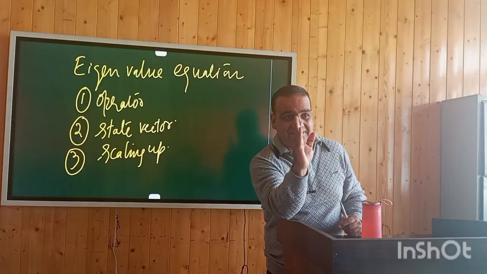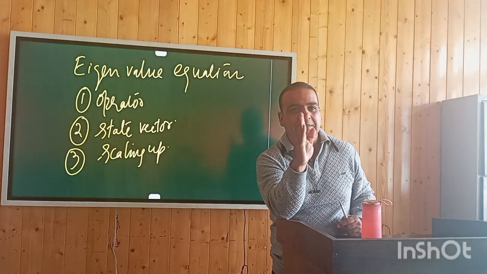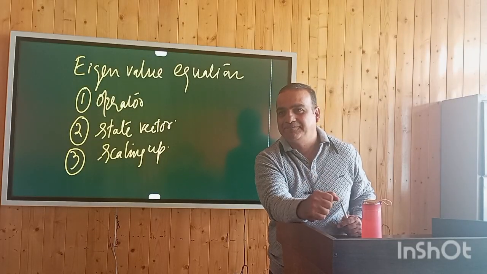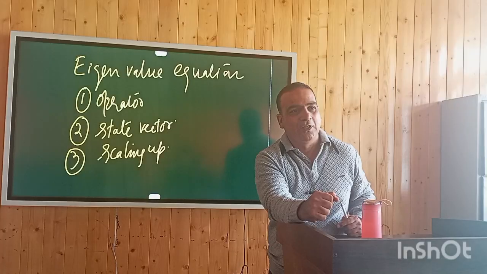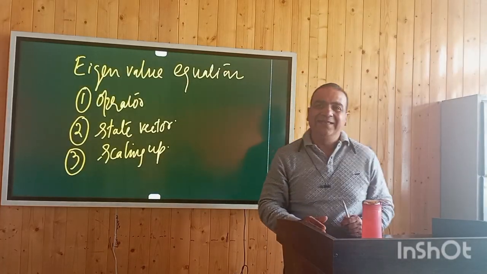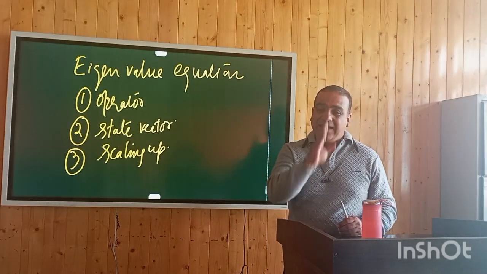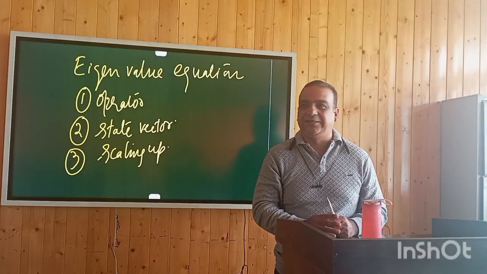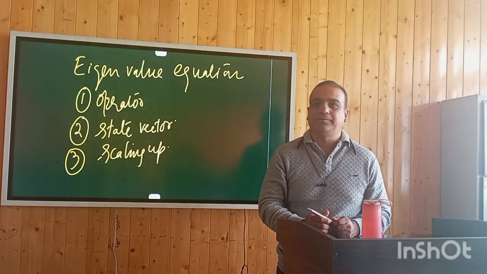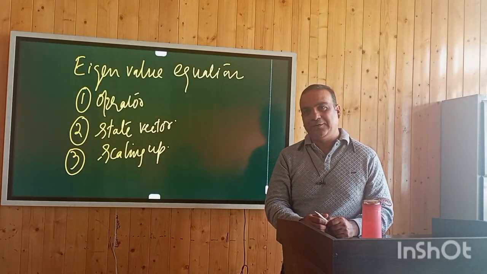Now this vector, which has not changed, is called an eigenvector. Are you getting my point? This vector is called an eigenvector. And the number that is associated with this vector is called the eigenvalue.